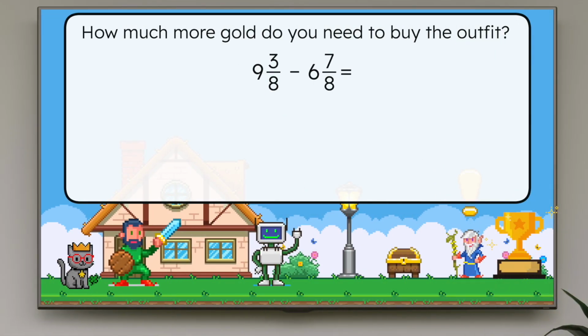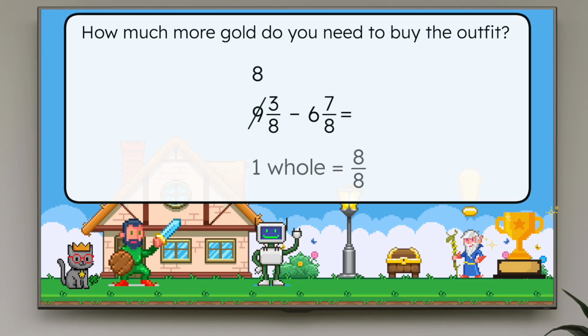Fortunately, our fractions have the same denominators, but what do we need to do to the 9 3/8 before we can subtract? We need to regroup one whole to make our fraction greater. One whole is equal to 8/8, and we can add that to the 3/8 we already have. That means 9 3/8 has the same value as 8 11/8. It's just grouped a different way.